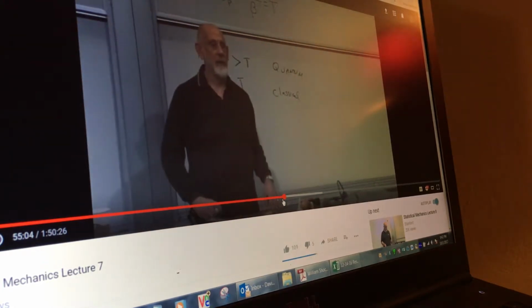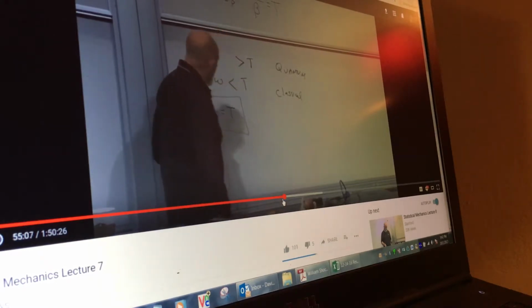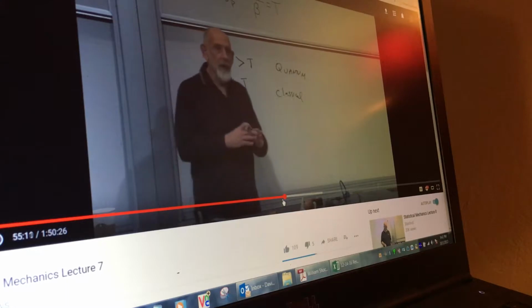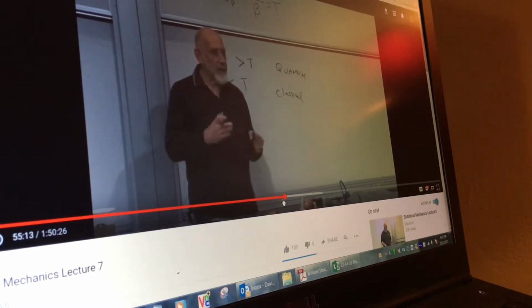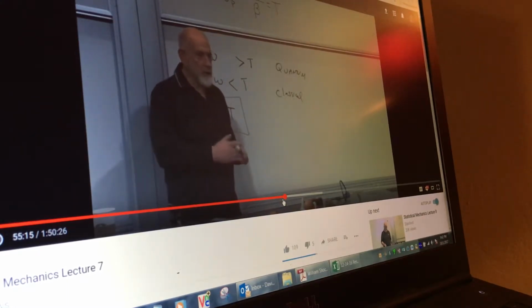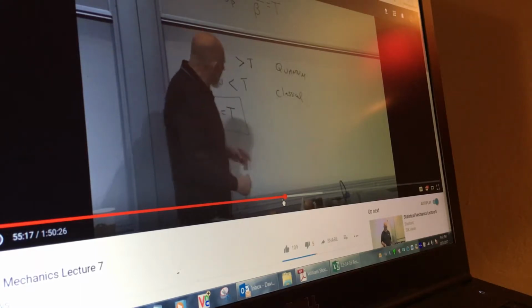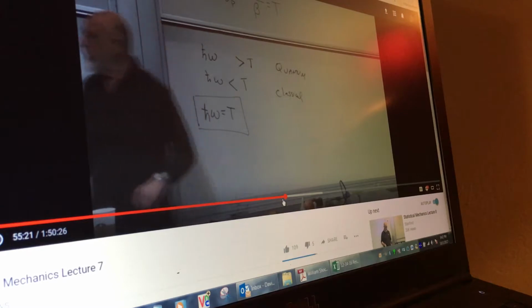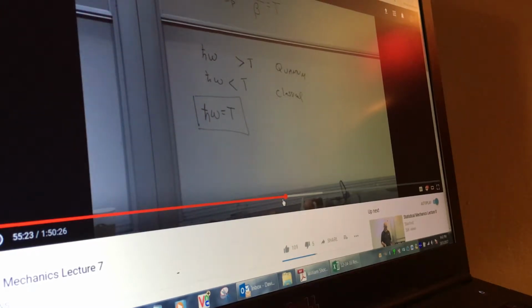On the other hand, when the temperature goes up, at some point the temperature will get larger than h bar omega. At that point, you begin to activate the oscillator. You can't activate the quantum oscillator unless the temperature is such that it corresponds to more than one quantum worth of energy. That's what this says.